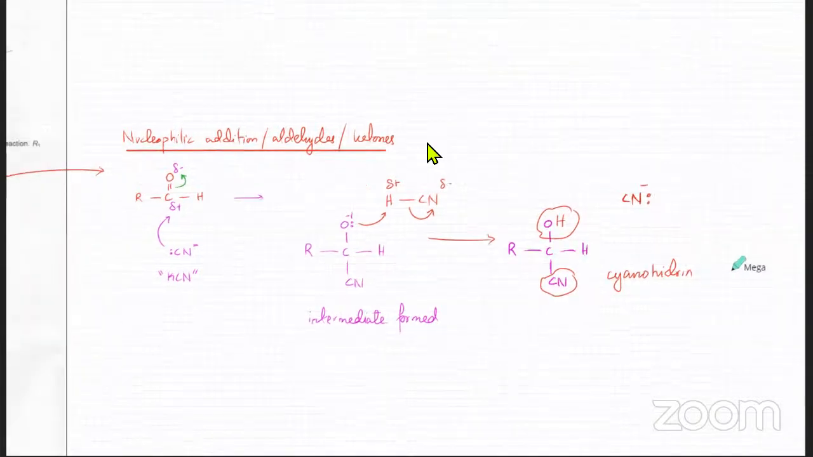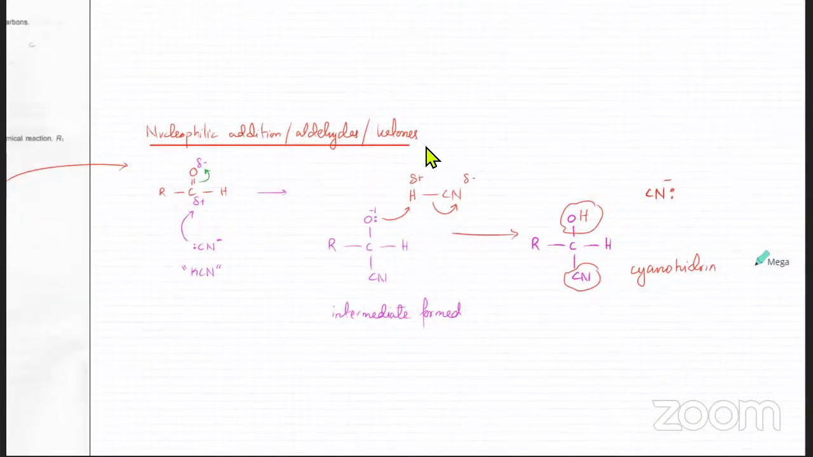Sir, I'm still confused. How did hydrogen get paired with oxygen? The oxygen is negatively charged. The H over here has a positive charge. Oh, okay. They're obviously going to get attracted.